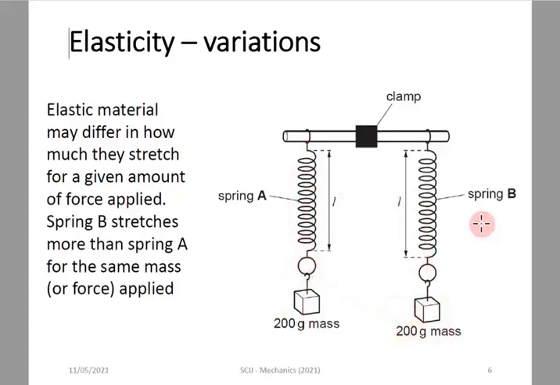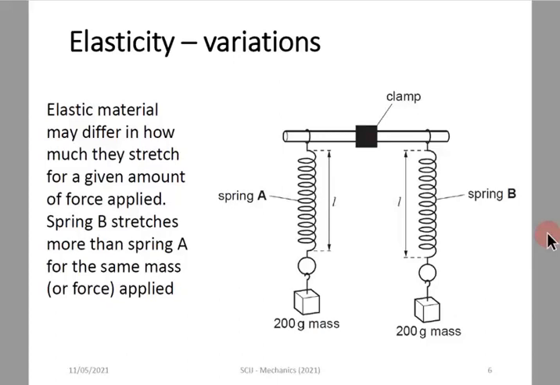But look, this one stretches more than spring A. The spring B stretches more than spring A. So different materials have different behavior when it comes to elasticity. Some are more elastic, others are less elastic. So keep that point in mind. This is a typical example that I'm showing you. We have the same weight hung on two different springs, and one is stretching more than the other one. Alright.